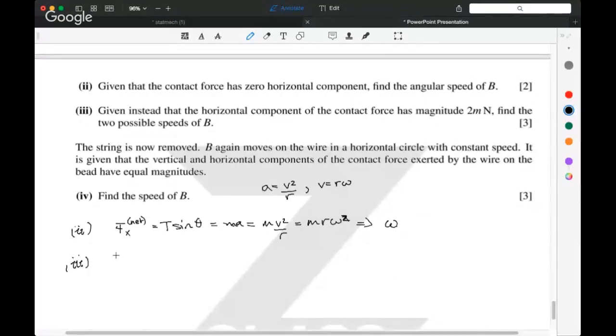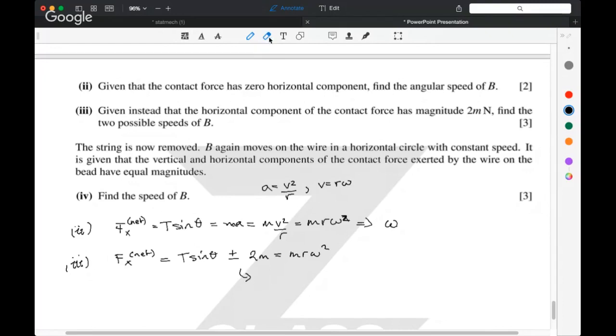I don't know why it's worth 3 marks. Now I've got Fx net is equal to, now you've got T sin theta still there, nothing's changed. But now you have some sort of horizontal component coming from the contact force. But you don't know whether it's positive or negative, so you have to put a plus or minus 2m is equal to mr omega squared. And then you just solve and you get 2 values of omega.